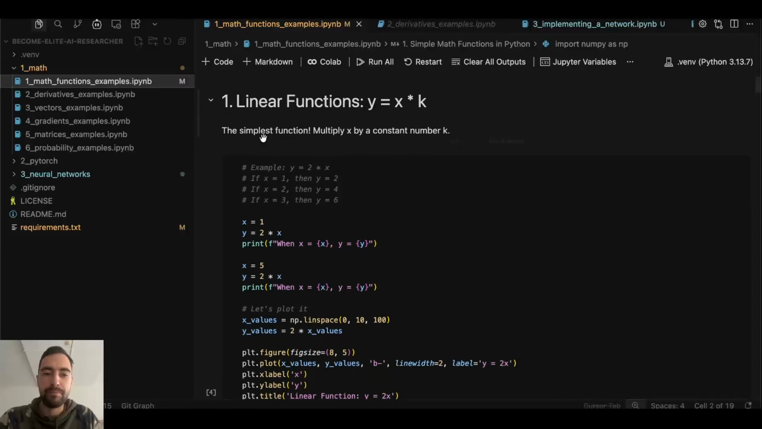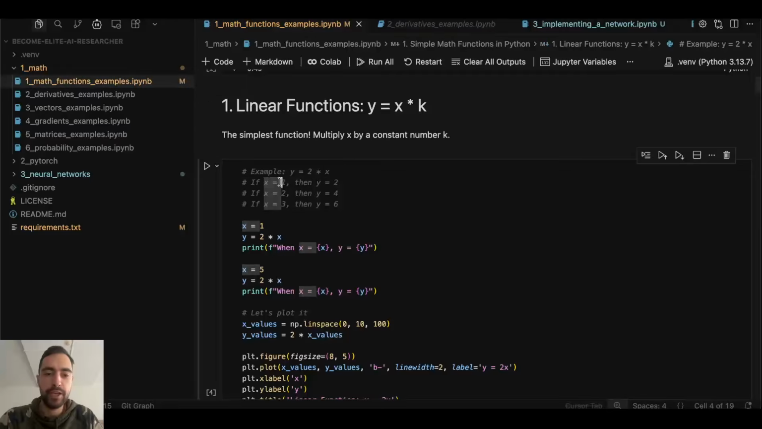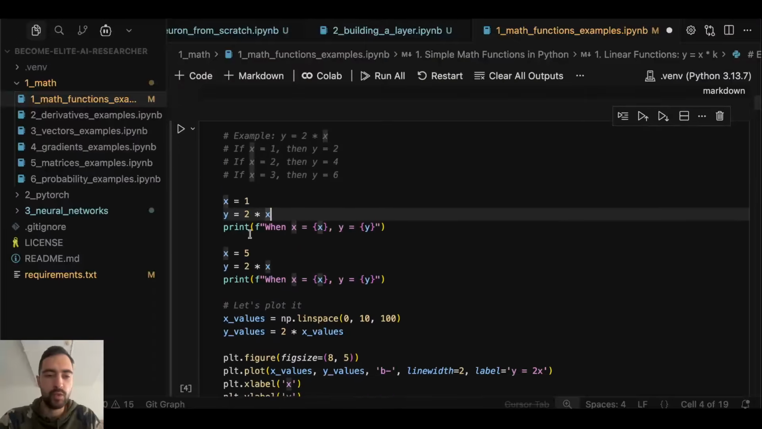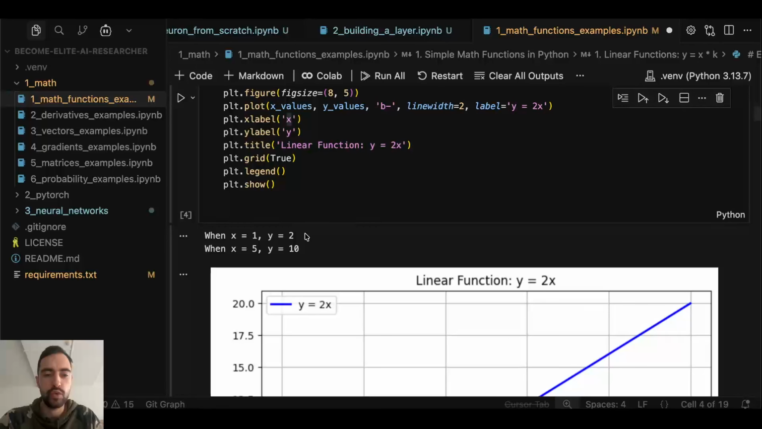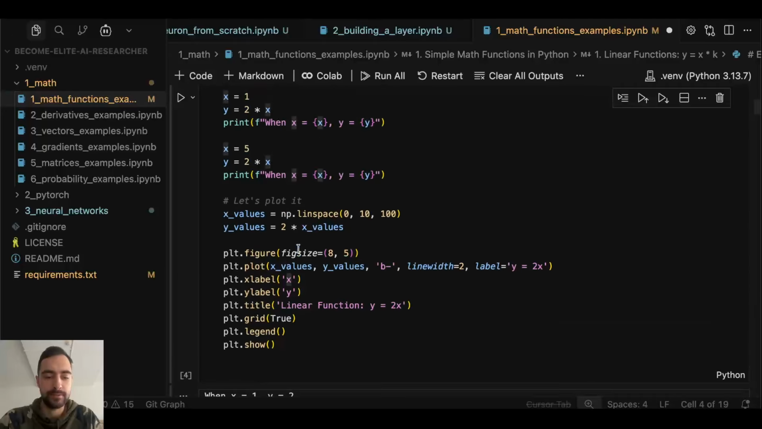A function will map from one value or from one set of values, but let's make it simple. You have some value x equals 1, your function will transform it into some other y, like y equals 2, based on some rules. For example, if we have a function where y is equal to 2 times x, then if x is 1, y will be 2. If x is 5, y will be 2 times 5, which is 10.